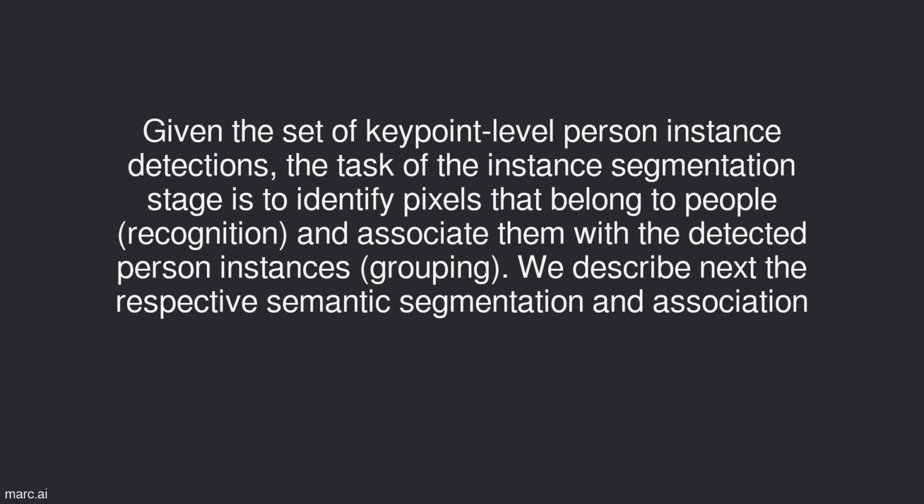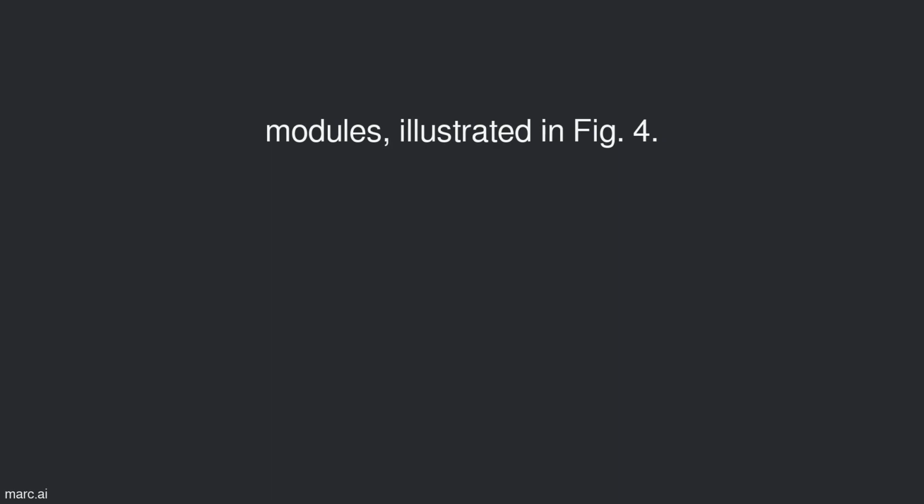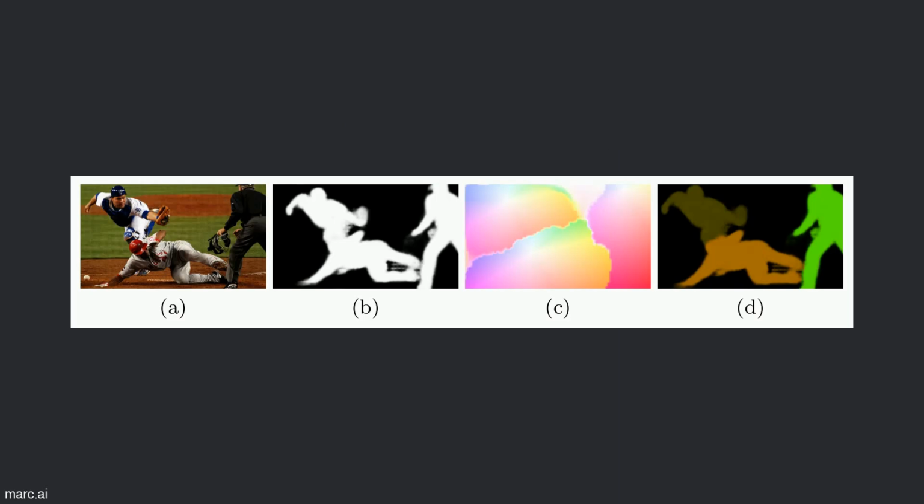Given the set of keypoint-level person instance detections, the task of the instance segmentation stage is to identify pixels that belong to people (recognition) and associate them with the detected person instances (grouping). We describe next the respective semantic segmentation and association modules, illustrated in Fig. 4. Fig. 4. From semantic to instance segmentation: a) image, b) person segmentation, c) basins of attraction defined by the long-range offsets to the nose keypoint, d) instance segmentation masks.